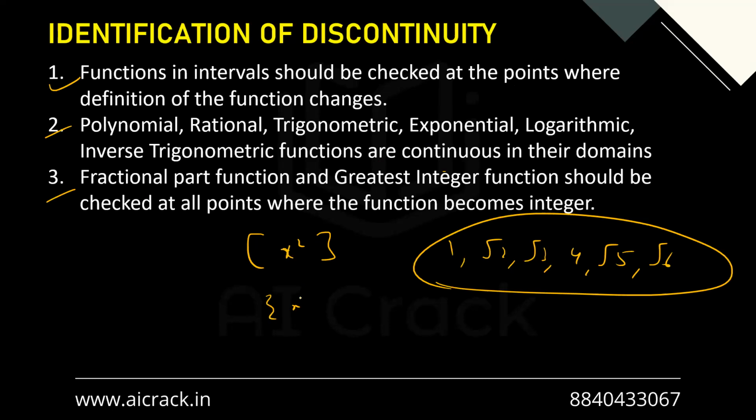Same goes for the fractional x square, right? In that case also we have to check at all these points. So whenever this inside function is becoming integer, we have to check at that point, right?